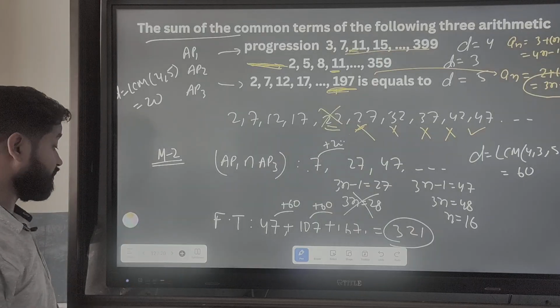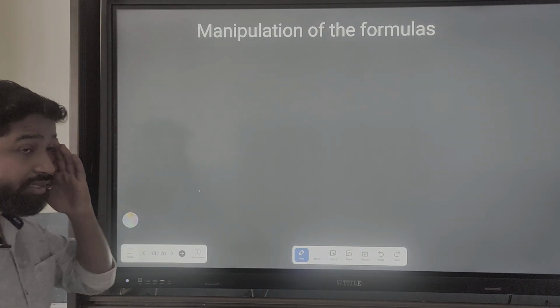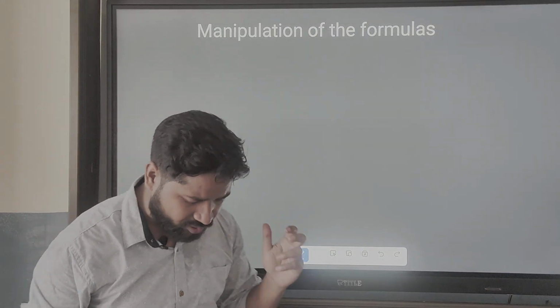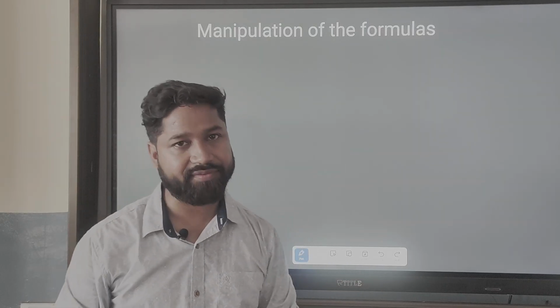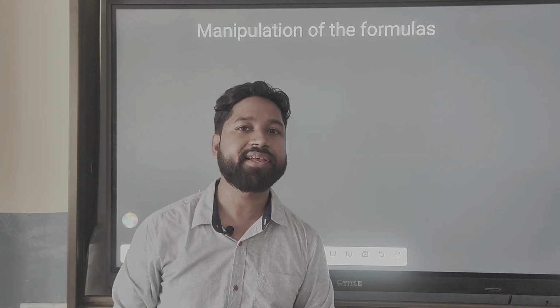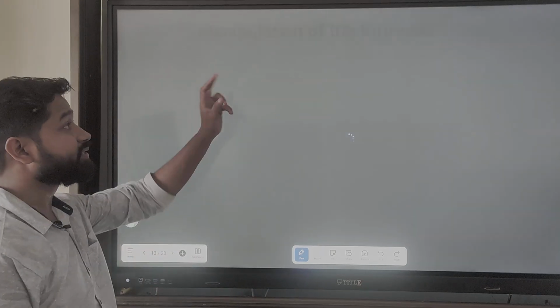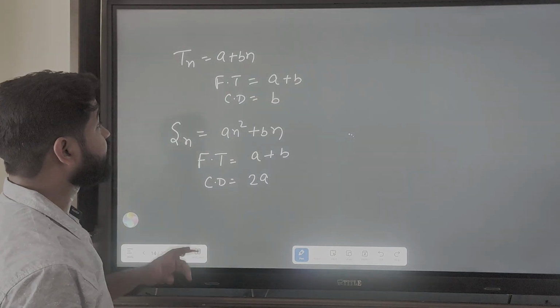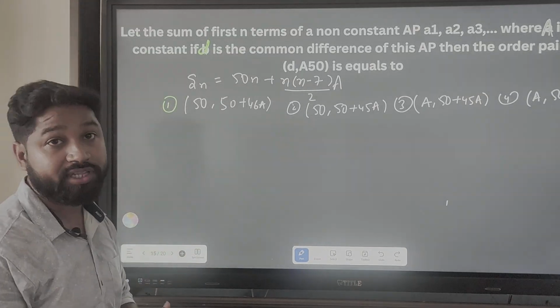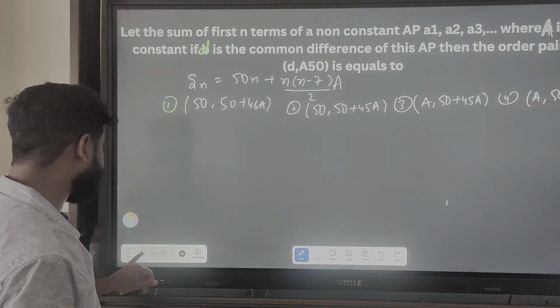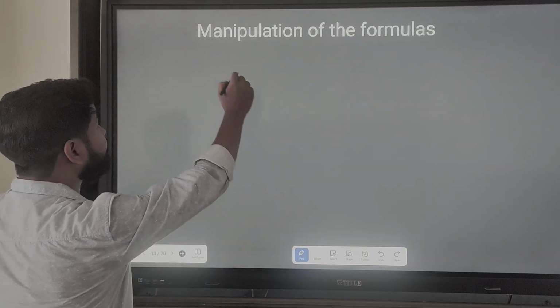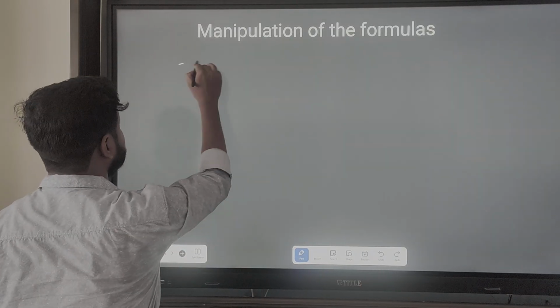If you go for the next thing, see, do we know how to play with the formulas? That is very important. If we can play with the formula, we can easily solve this JEE question. This JEE question that was asked. Okay, so let's see here. We have seen all the things, right? We have seen the formula of the nth term.